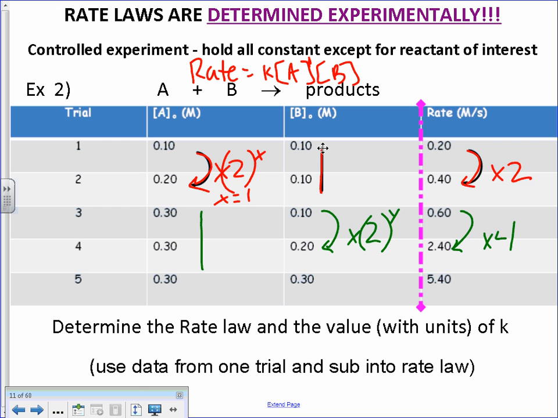Okay, so B concentration is doubling. B is raised to, I'm going to call it, the y power. What does y have to be to equal 4? 2. So 2 squared is 4. So the order of B is 2.